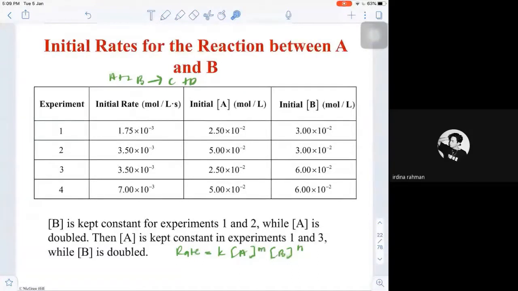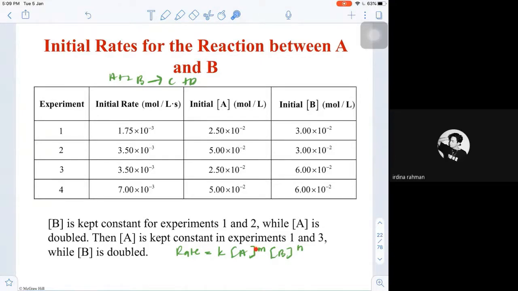If you want to know the order for A, which is the M value, we have to choose two series of experiments with the same concentration of B.